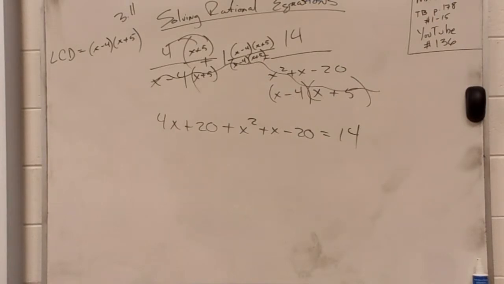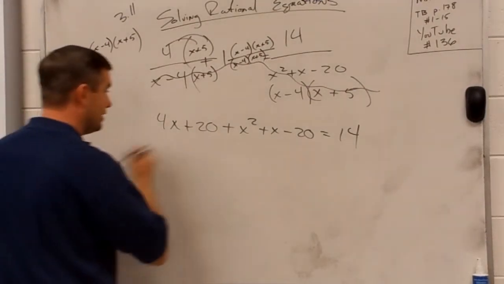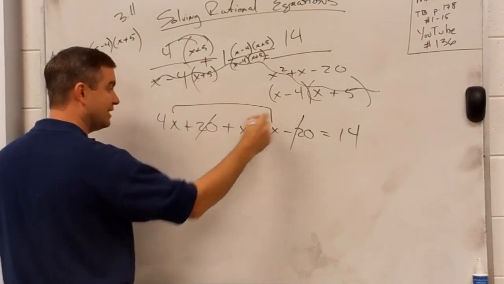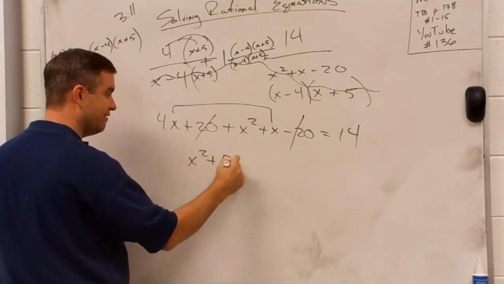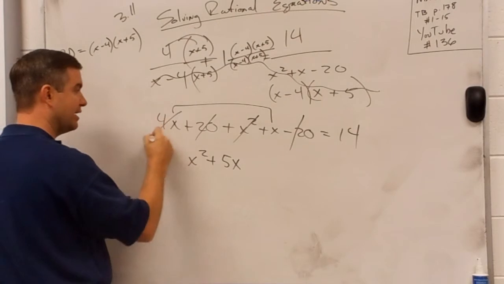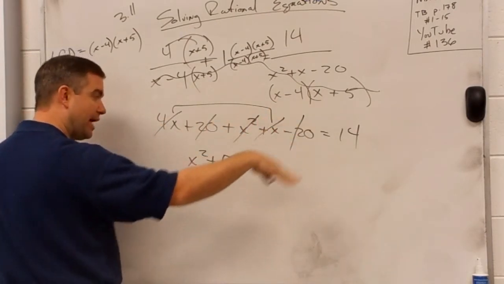All right, here we go. What happens to the 20s? We cancel out. That's nice, right? They just go away. So that and that go away. 4x and x make what? 5x. So I got x squared, I got 4x and x. All that's gone away. What happens to the 14?